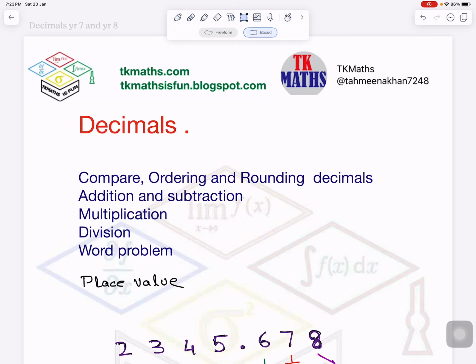In today's video, we will see the concept of decimals, and this is especially for Year 7 and 8 students. We will cover the following aspects in this decimal topic. There will be altogether 5 videos. Number 1 is on comparing, ordering and rounding decimals. Then it will be about decimal addition and subtraction, then multiplication of decimals, division of decimals, and word problems. Word problems will be in between also, but the last video will be totally based on word problems. So let's just start with the first video.